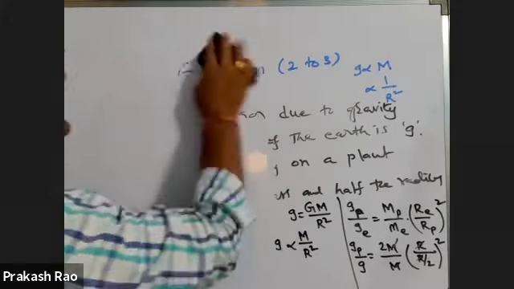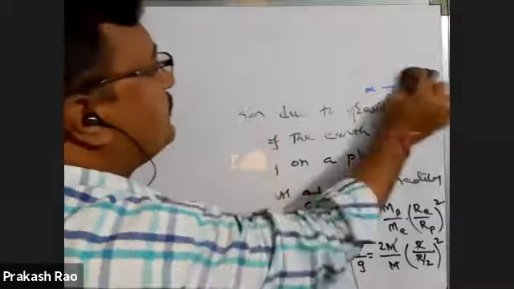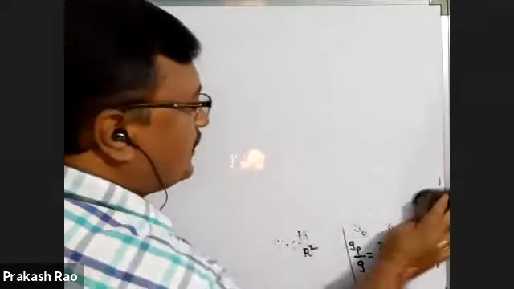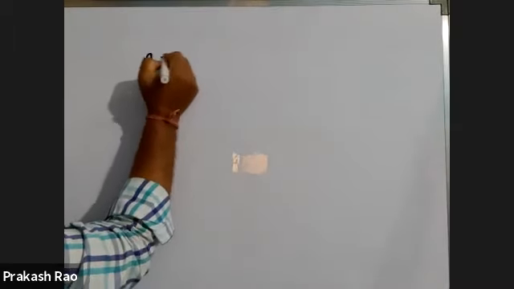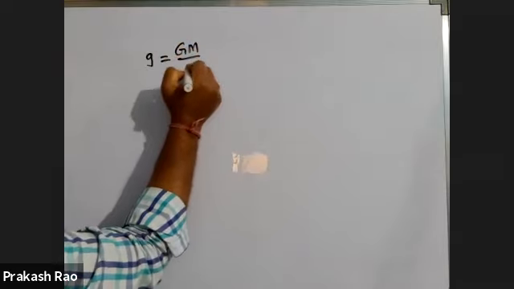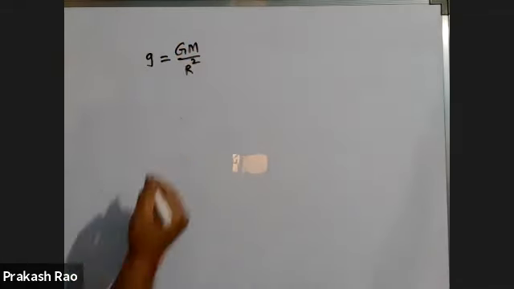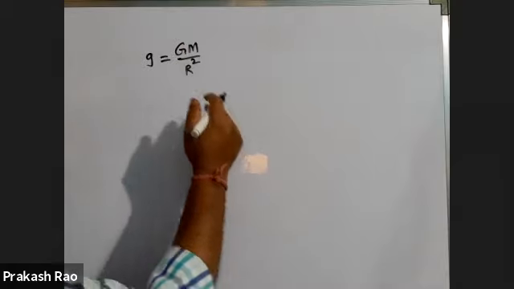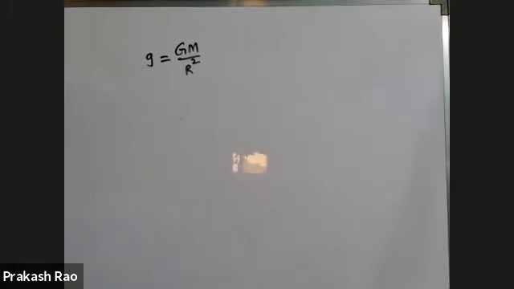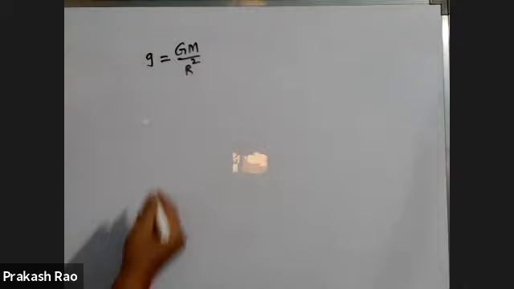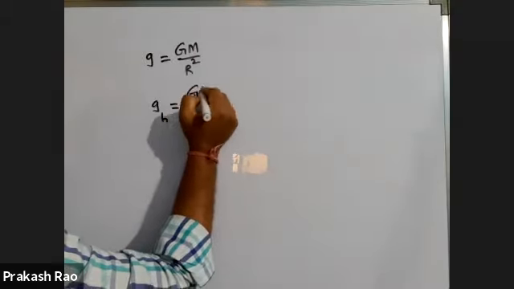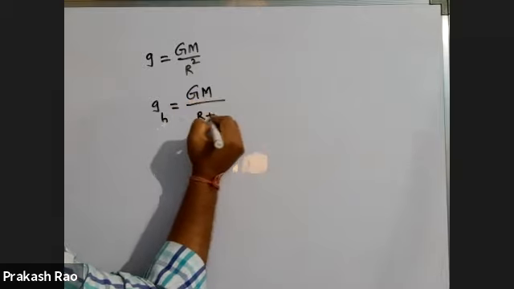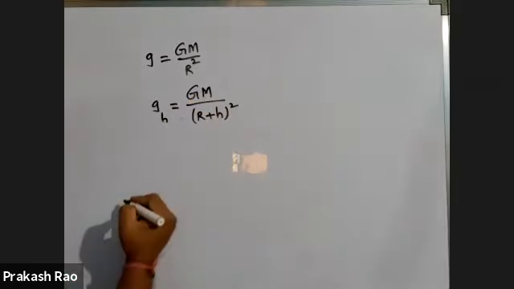Next, now let me explain one more problem to you. Before going to that problem, you should know some theory part, my dear students. Just now you have taken that gravity on the surface of the earth, I can write it as g is equal to GM by R square. I can write gh is equal to GM by R plus h whole square, my dear students.